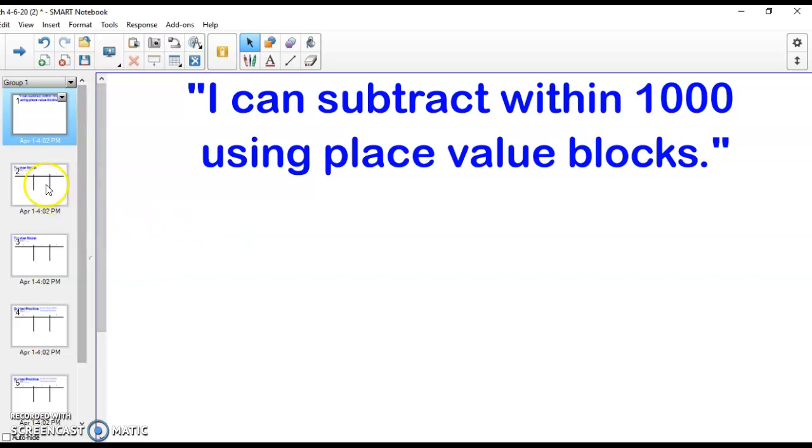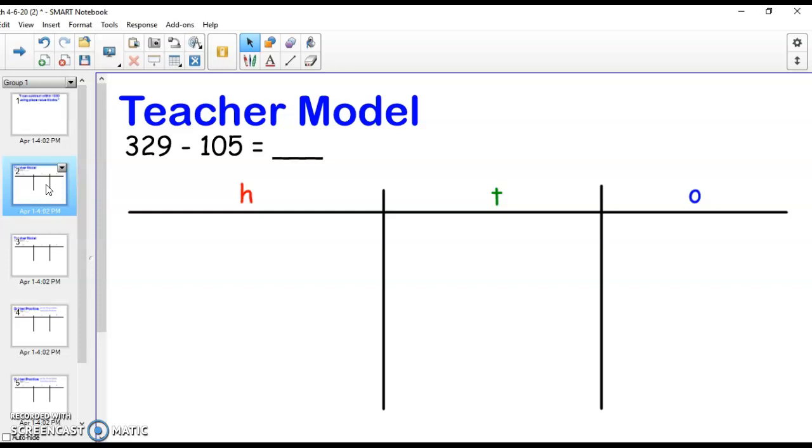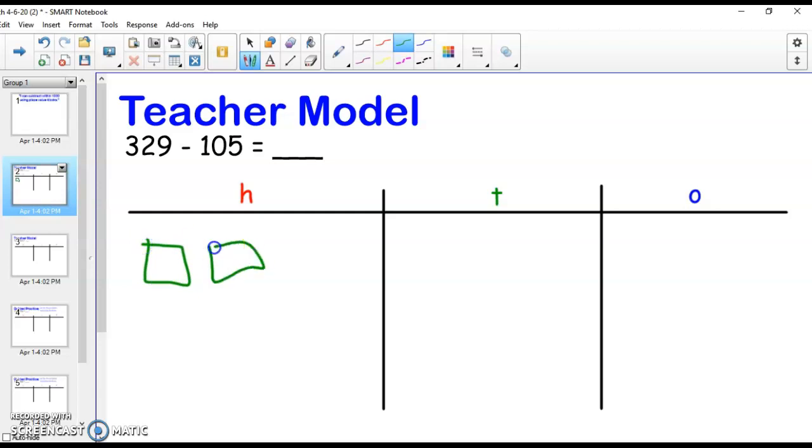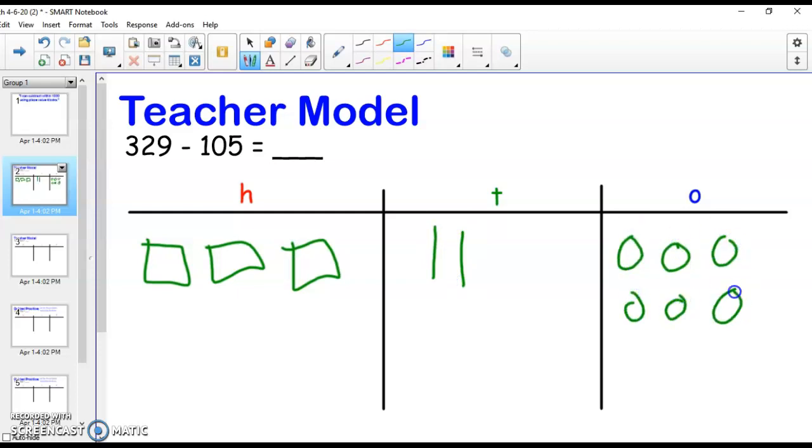All right. Let's get started with our first problem on subtracting 3-digit numbers. So we need to solve 329 minus 105. This strategy is the exact same strategy that we use when we are subtracting 2-digit numbers. So of course, we're going to start off by building our first number, which is 329. So I need 3 100s, 2 10s, and 9 1s.